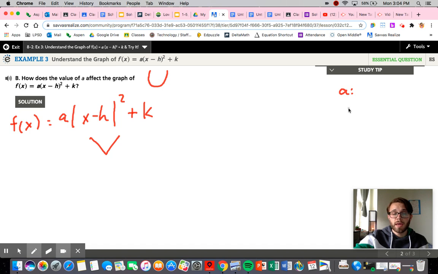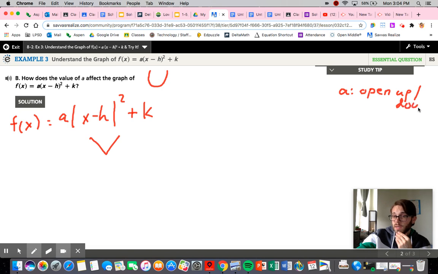All right, so just going off of that, let's talk about what A, H, and K are. So A, just like before, is going to affect, first of all, whether or not it opens up or down. So if A is greater than 0, it's going to open up, and if it's less than 0, it's going to open down. So it is going to affect that.